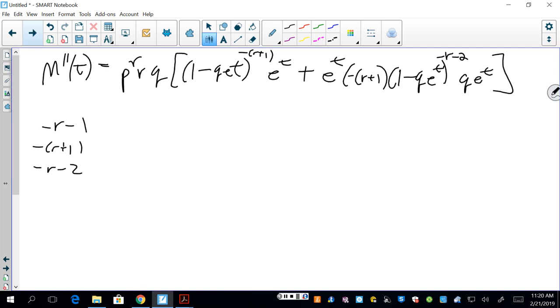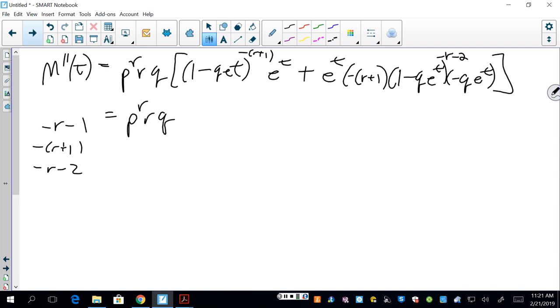Negative q e to the t? Is there a negative q e to the t? If it's the derivative of what's inside, the inner q, yeah, it should be a negative in there. Right. Is that right? Negative q. Yeah, I guess. So there's p to the r q.